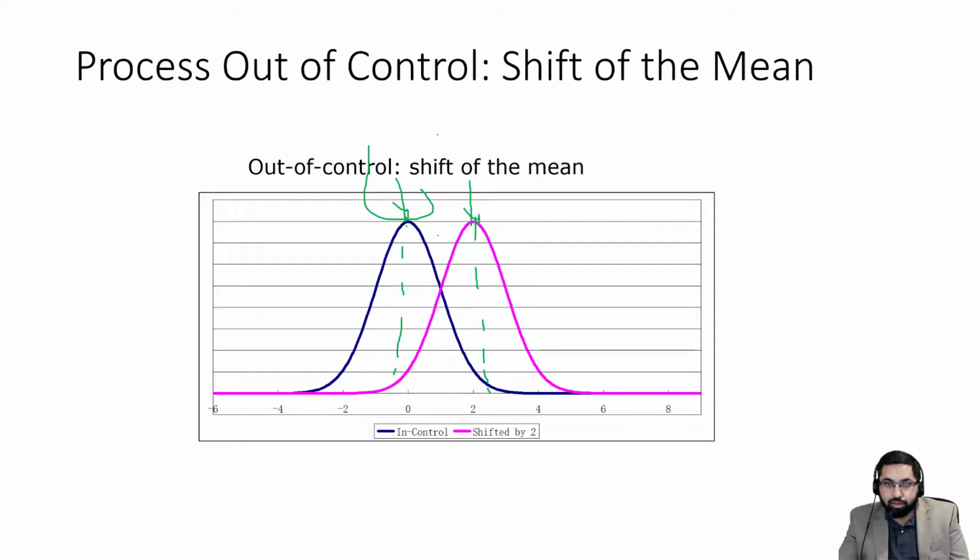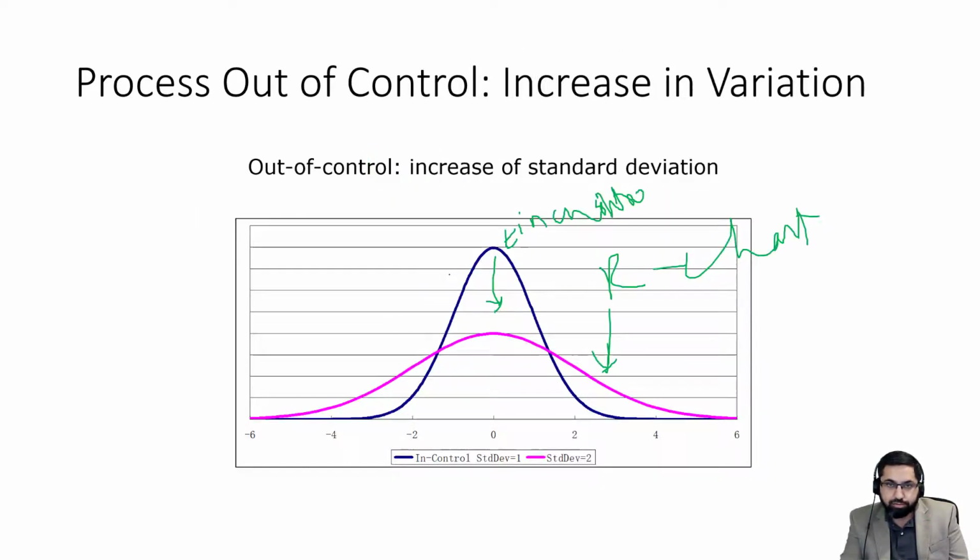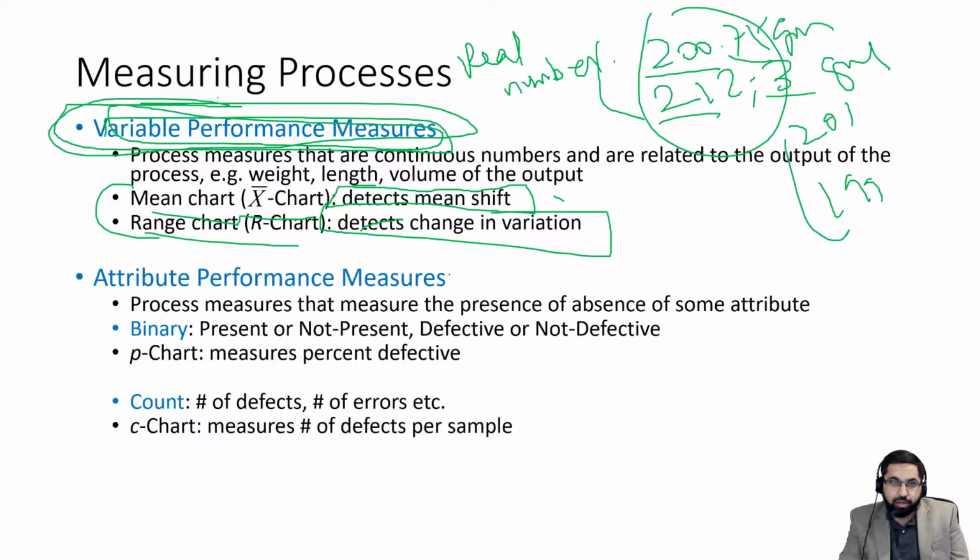Okay, so this would be detected on the X bar chart. That would show you that the average is drifting away of the process. Okay. Now, if you have attribute performance measures, you cannot use X bar and R chart. You have to use what's called a P chart.